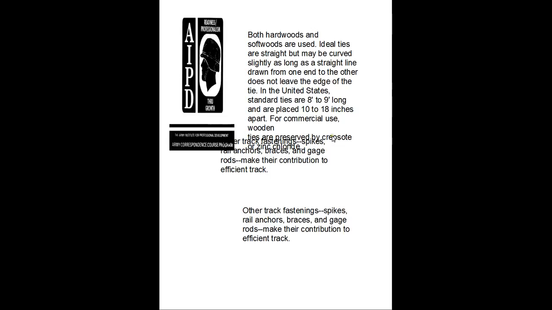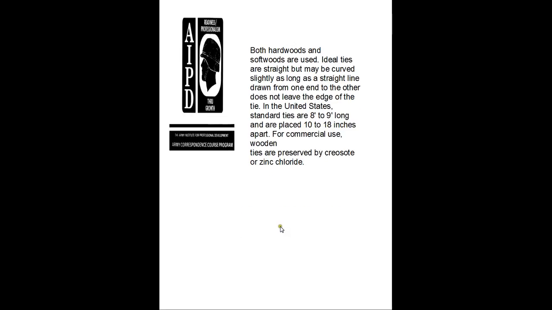Ties are pressurized, and they can have track fastenings. Spikes, rail anchors, braces, and gauge rods may contribute to efficient track. That's where this is down here.